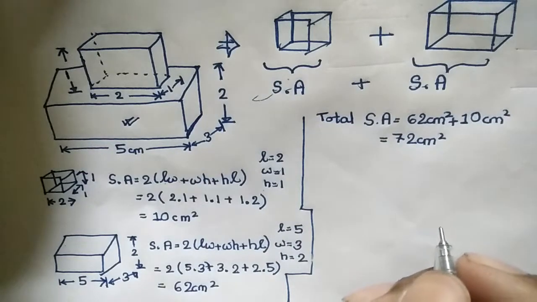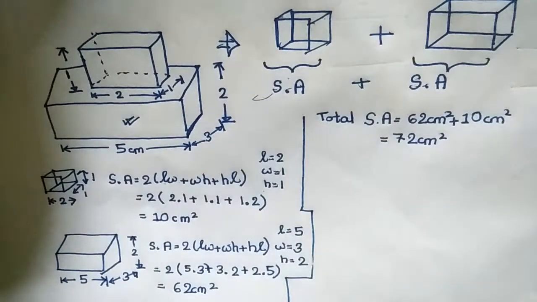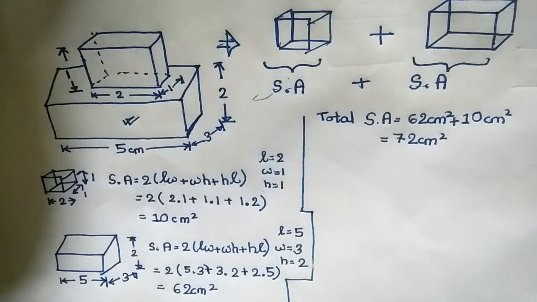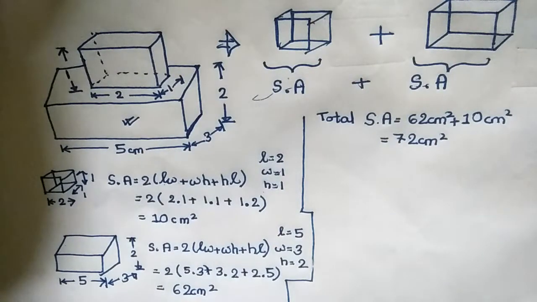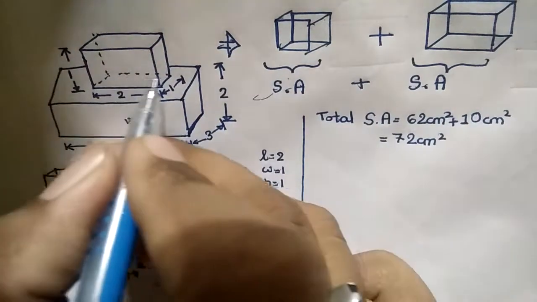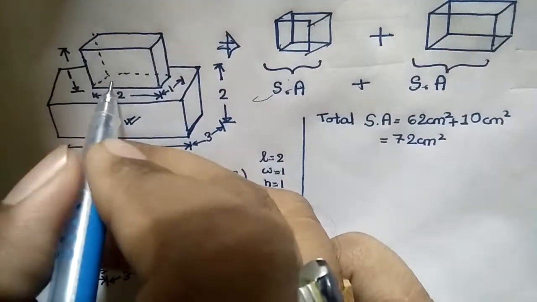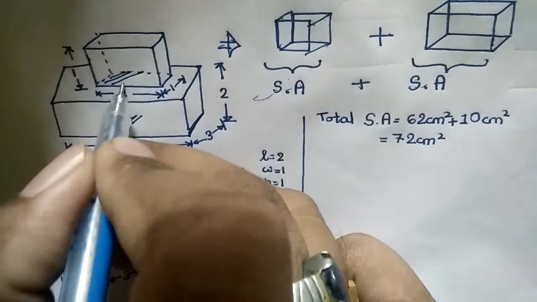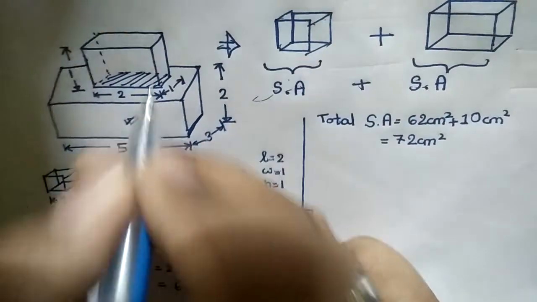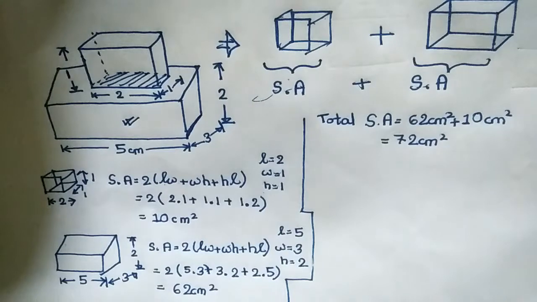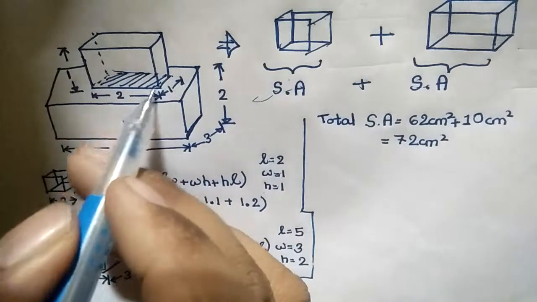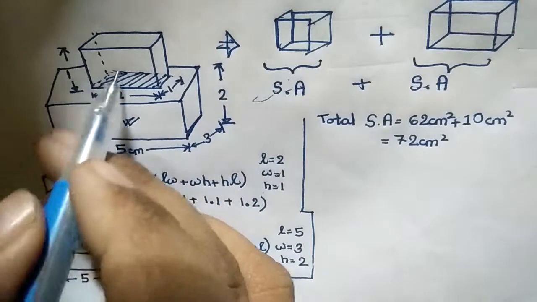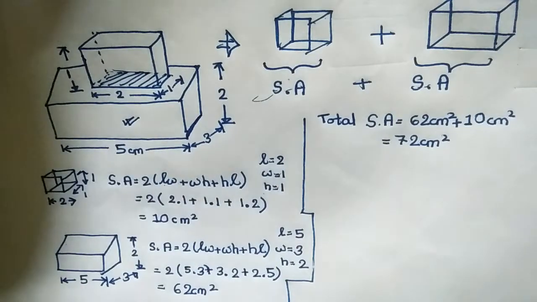Now here is the tricky part of the problem. We have to check the overlapping area. Overlapping area is that particular area which is connecting both the objects together. The place where the objects are connected is this rectangle that I am shading at the moment, as you can see in the diagram, right? You are fixing one rectangular box over another big rectangular box. So the bottom part of the smaller rectangular box is actually the connecting part for both the objects.